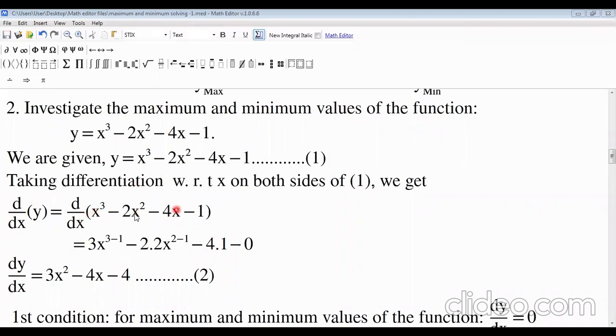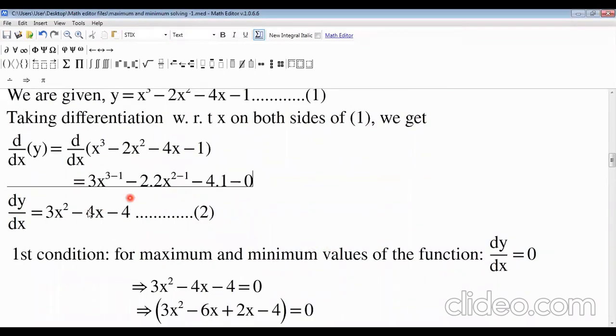Using the power rule, d dx of x cube is 3 into x to the 3 minus 1, and for minus 2x square, the formula for x to the power n is n into x to the power n minus 1, that is 2 into x to the 2 minus 1. Differentiation of x is 1, and differentiation of a constant is 0. So we get 3x square minus 4x minus 4. This is equation number 2. So the first derivative is this.